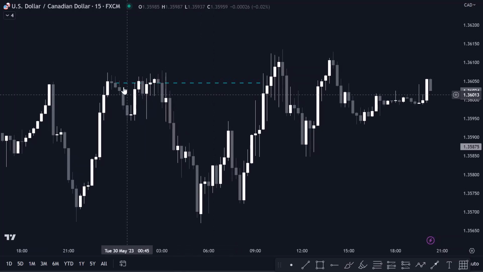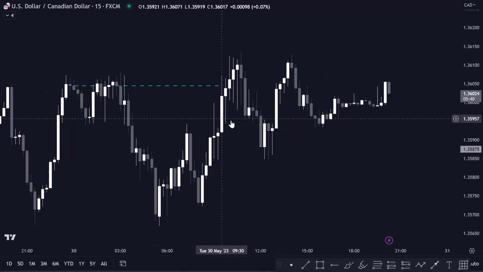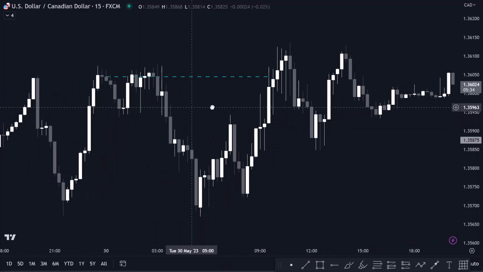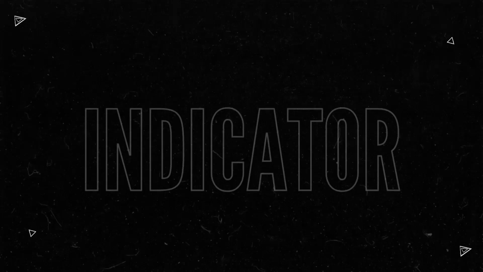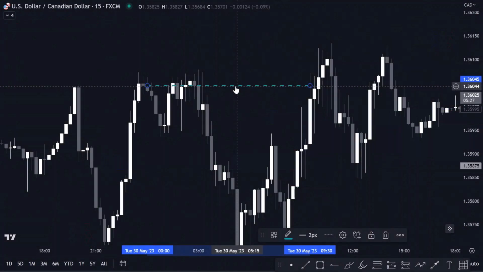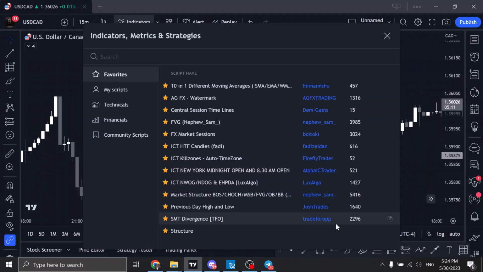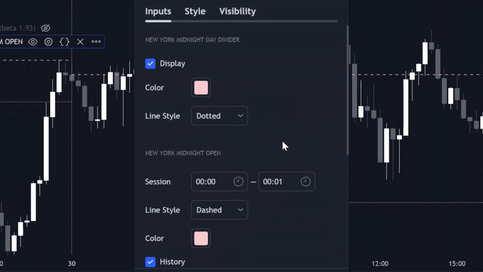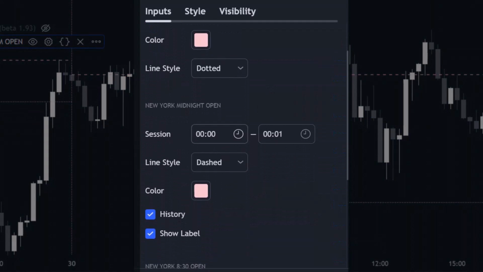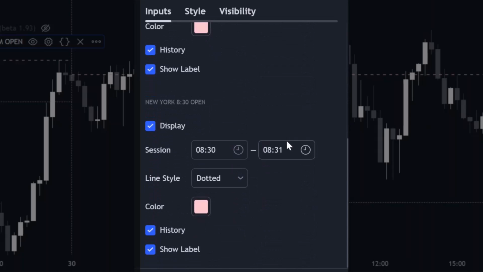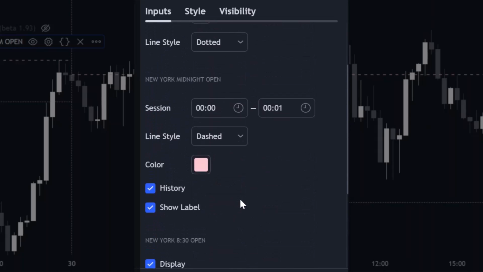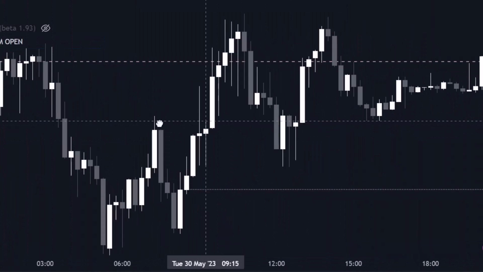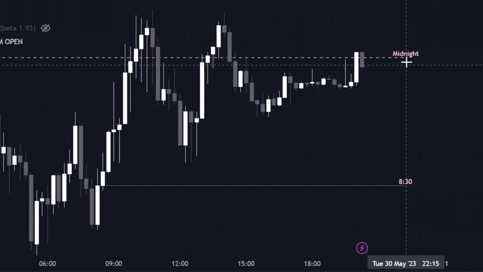Now basically, you can do the same thing for 8:30. You can go to 8:30 and mark the 1 minute candle that opens at 8:30. But to make this easy, you can go to the indicators and look for this indicator, ICT New York Midnight Open and 8:30 Open by Alpha ICT Trader. Those are my settings for the indicator, basically all zeros, and those are the defaults. I think I just changed the color. That's it. It's going to plot the 8:30 and the midnight for you.